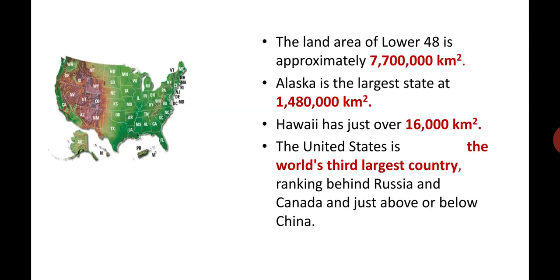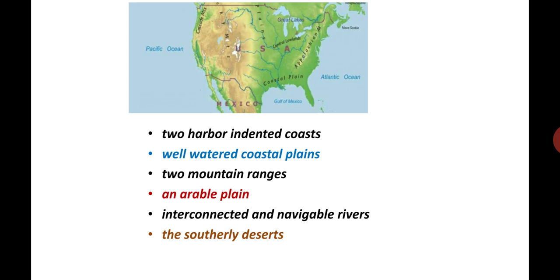The land area of the Lower 48 is approximately 7,700,000 square kilometers. Alaska is the largest state at 1,480,000 square kilometers. Hawaii has just over 16,000 square kilometers. The United States is the world's third largest country, ranking behind Russia and Canada and just above or below China.